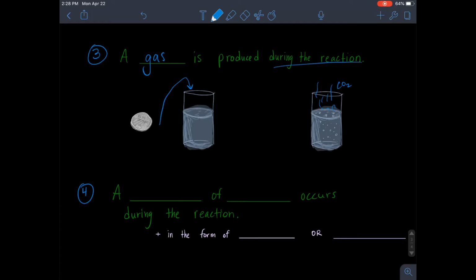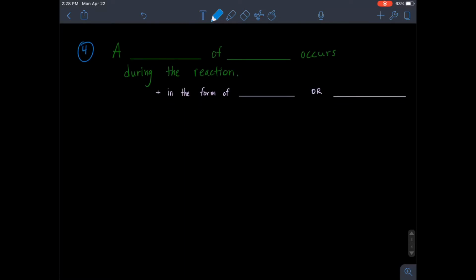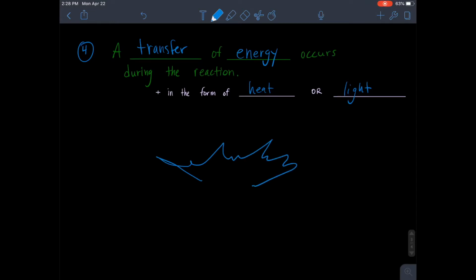Again, these are all examples of things that would let you know that a chemical reaction has occurred. The last thing is that a transfer of energy occurs during the reaction. And this energy is going to be in the form of either heat or light. And this is why, when people talk about chemistry, a lot of times they think of explosions. Well, that explosion is a transfer of energy that releases energy, and so energy kind of explodes outward from something that undergoes the chemical reaction.